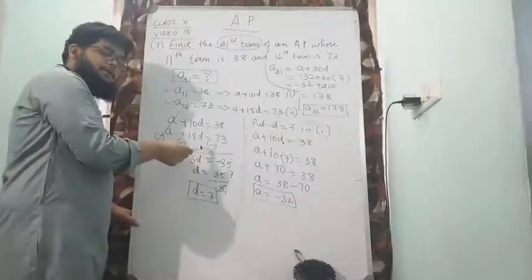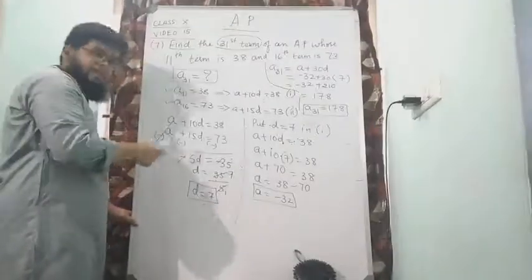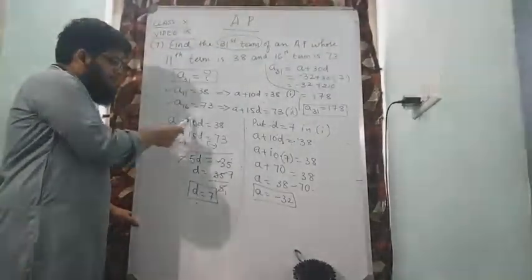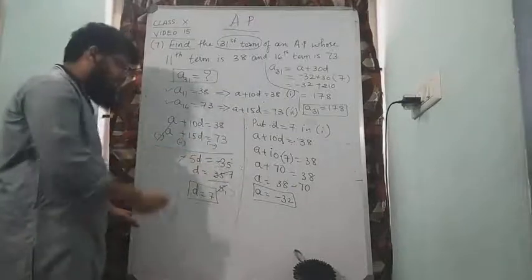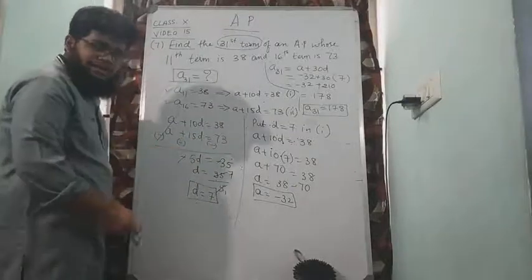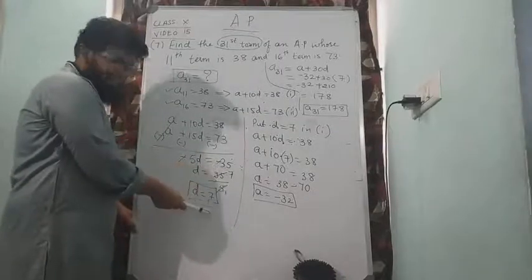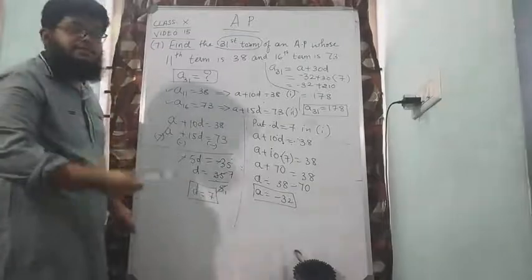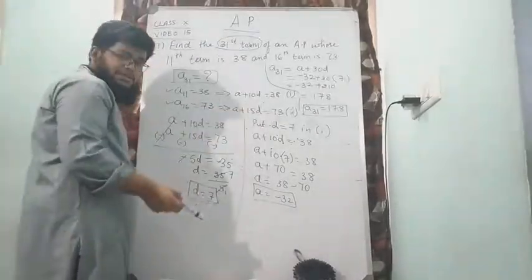We'll take both the equations, change the sign of the second equation, and use the elimination method. A minus A cancels, and 10D minus 15D is minus 5D. 38 minus 73 is minus 35. Cancel the negative sign on both sides. 35 by 5 is 7, 5 sevens are 35, so the value of D will be equal to 7. Next, put this value of D in any one equation of your choice.